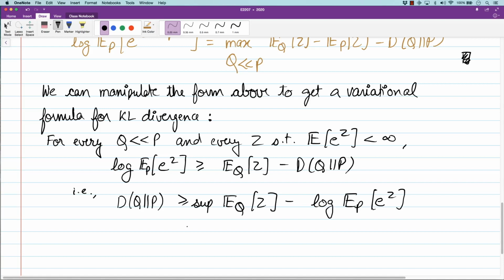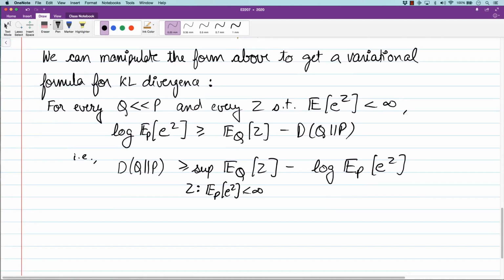So therefore this holds for sup over all Z such that expected value under P of e to the power Z is finite. In fact, if this thing is infinite, then you have infinity here and minus log infinity is minus infinity. So this holds automatically. But for sanity check, we just put it to be finite. Okay, so maybe you like this one, because when this is infinite, the bound holds trivially. So this is greater than or equal to this. So we have this bound.